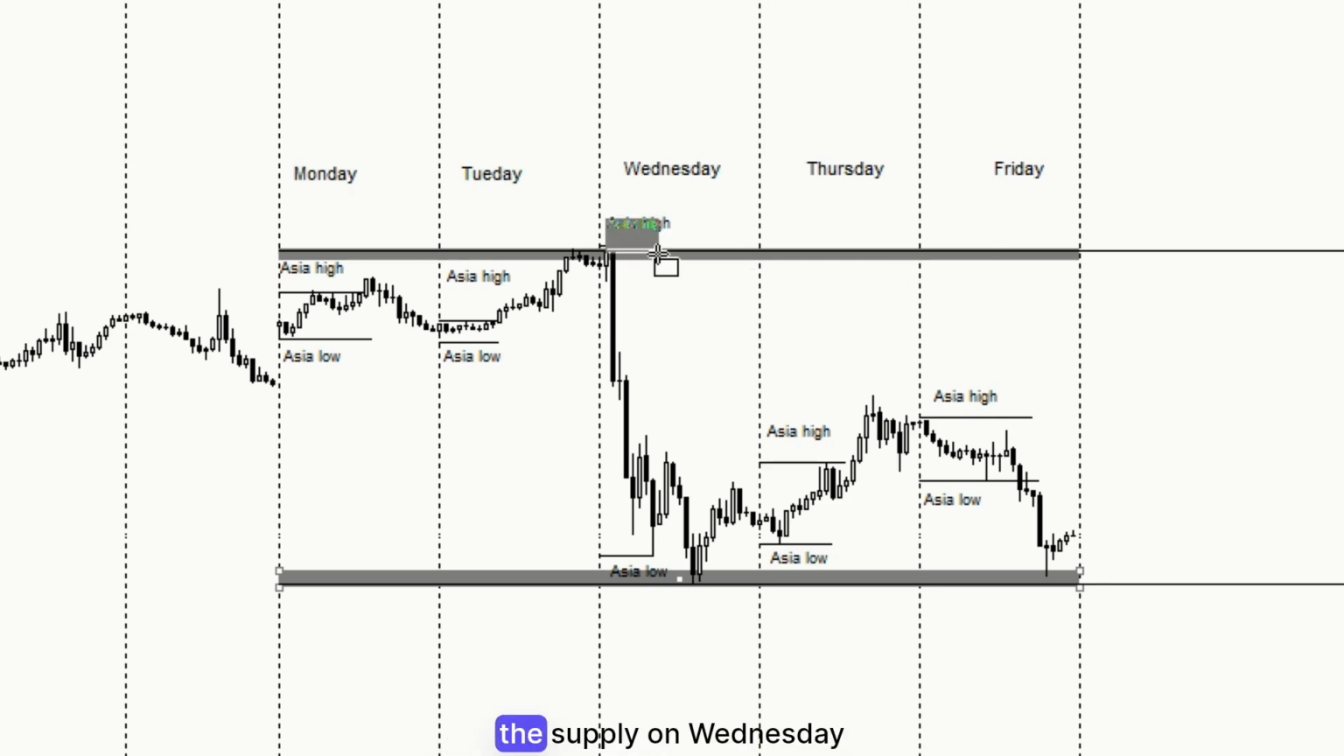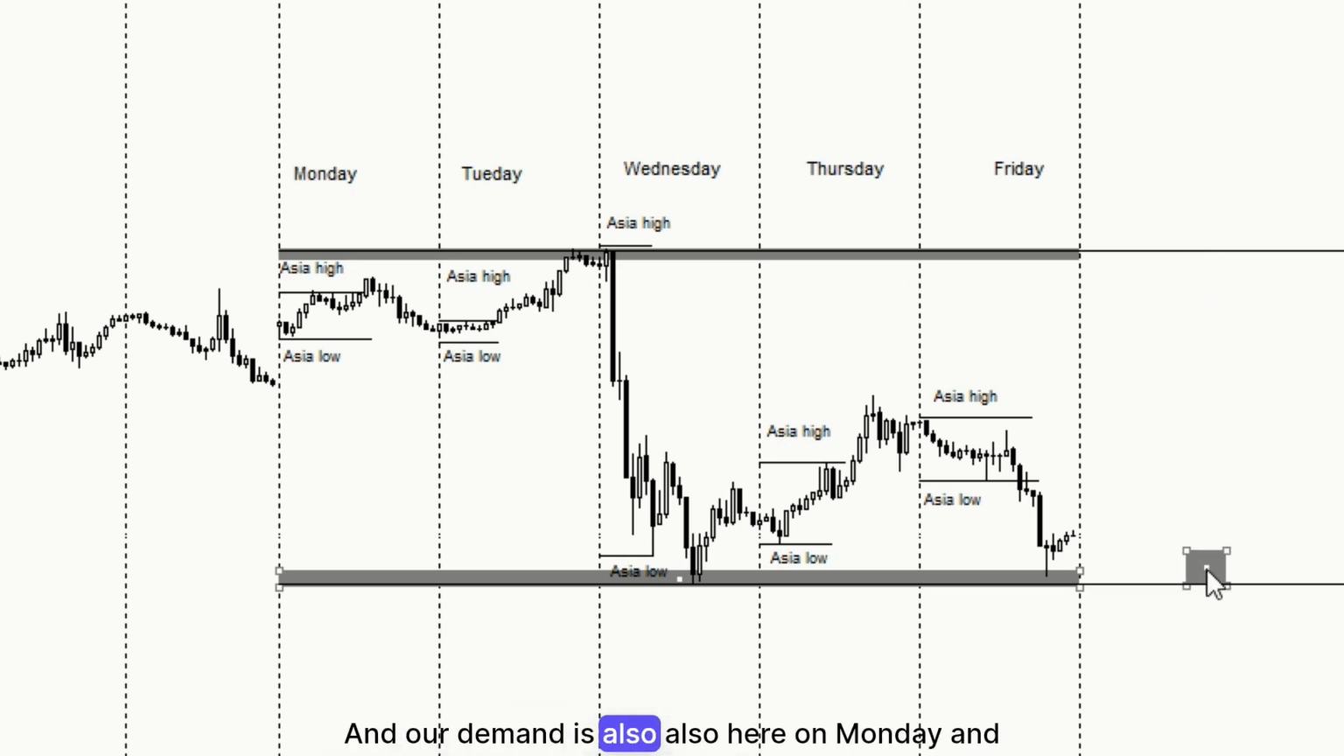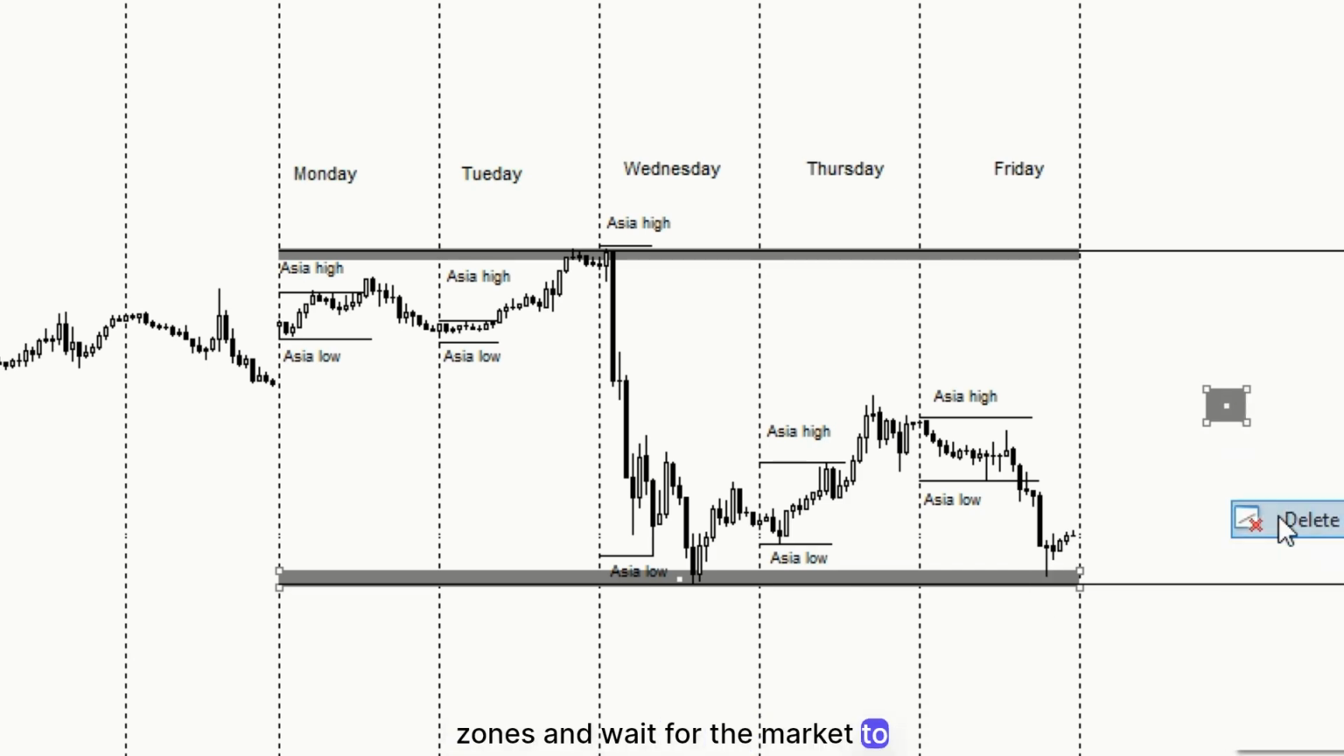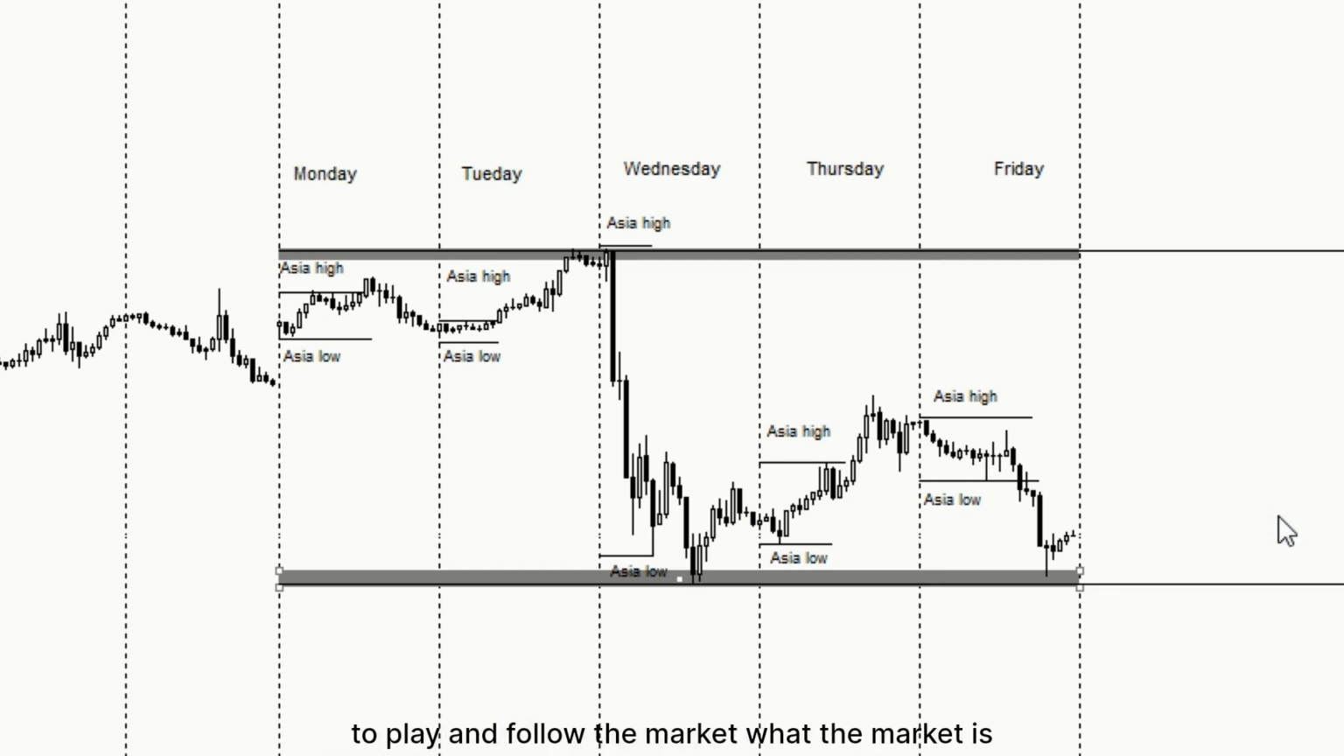We found the supply on Wednesday, and we also found the demand on Wednesday here at the low. You understand? So you just have to know, even our supply may be here on Monday, Tuesday, we don't know, and our demand is also here on Monday and Tuesday, we don't know. So we just have to wait for these zones and wait for the market to play and follow the market, what the market is doing. So we don't have to trade what we think, we trade what we see.